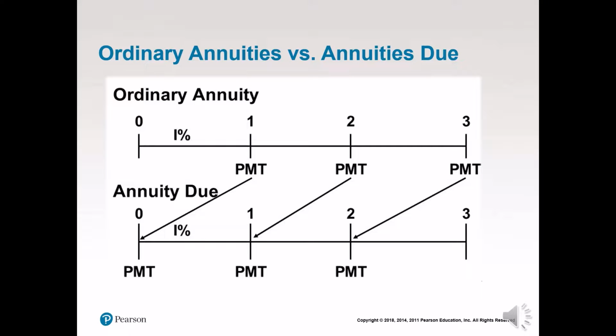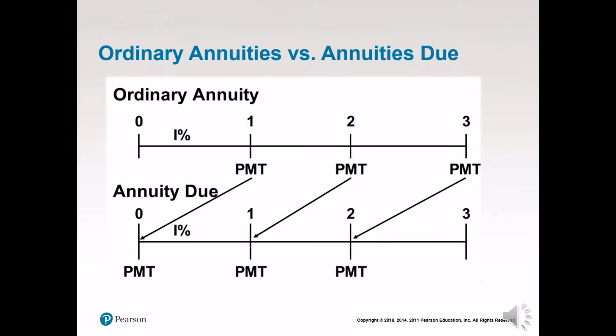Here's a graphic that should give you an indication of the difference between an ordinary annuity and an annuity due. With an ordinary annuity, the payments happen at the end of the year. So here you can see there's no payment at year 0. The first payment happens at year 1. The second payment at year 2, the third payment at year 3.